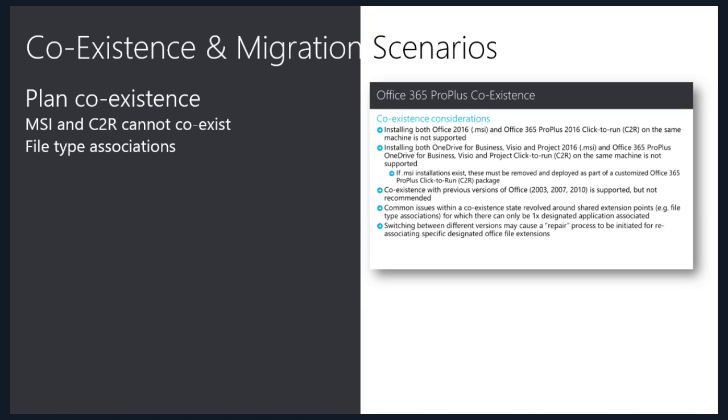Although coexistence with the legacy version of the Office is supported, it is not a recommended scenario. The reasons behind that are you cannot manage file type associations easily with two versions of the Office installed on the same machine. And switching between different versions of the Office may cause a repair process to start on each startup. So we highly recommend running a single and the latest version of the Office.